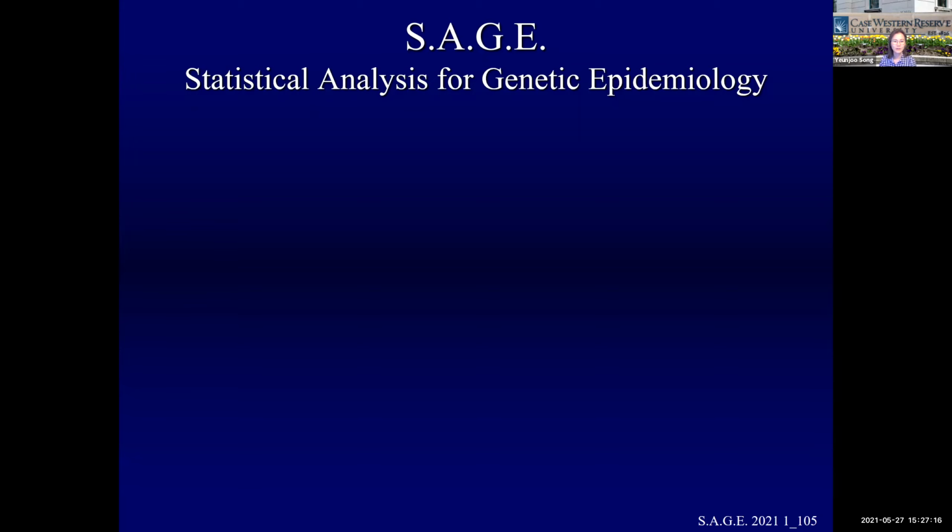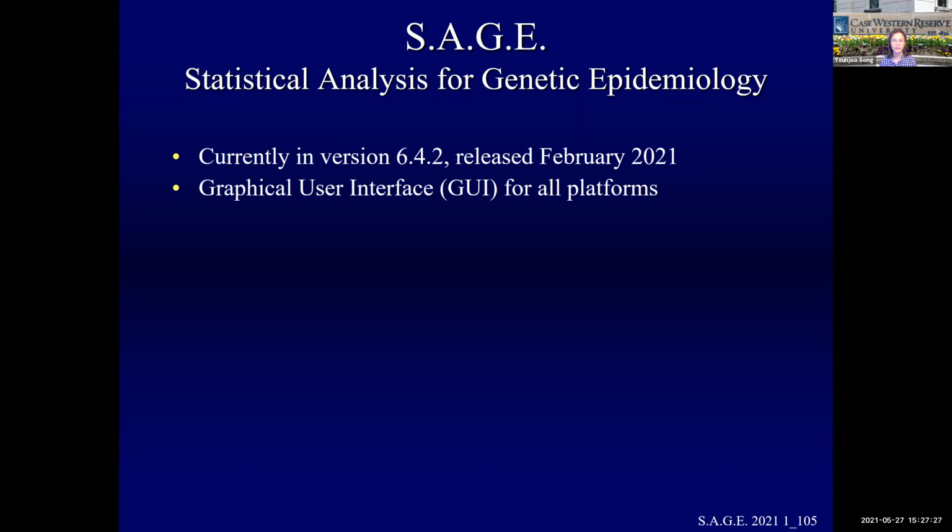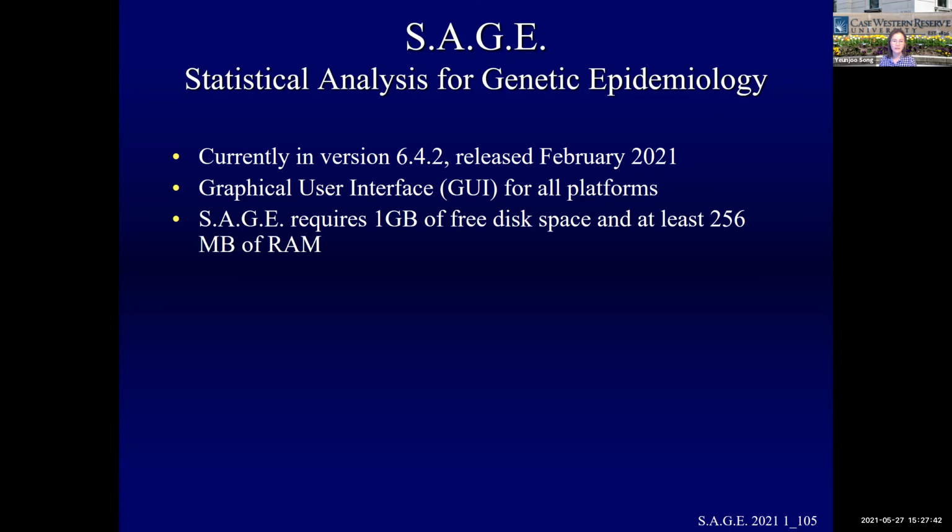The current version of the S.A.G.E is 6.4.2, which was released in February of this year. The S.A.G.E programs can be run either from a command line or from a graphical user interface, the GUI, that is included as a part of the complete packages. S.A.G.E requires 1 GB of free disk space and at least 256 MB of RAM to be able to install.